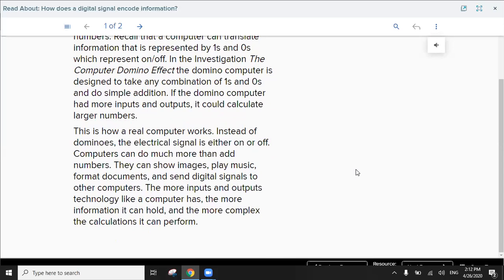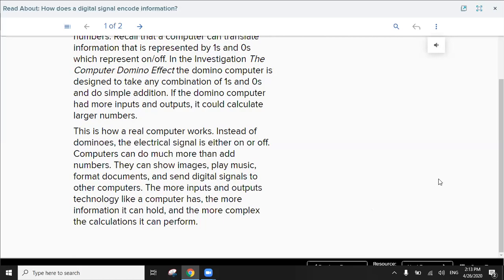This is how a real computer works. Instead of dominoes, the electric signal is either on or off. Computers can do much more than add numbers. They can show images, play music, format documents, and send digital signals to other computers. The more inputs and outputs technology like a computer has, the more information it can hold, and the more complex the calculations it can perform.